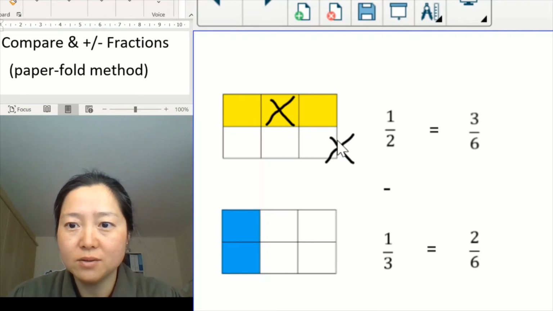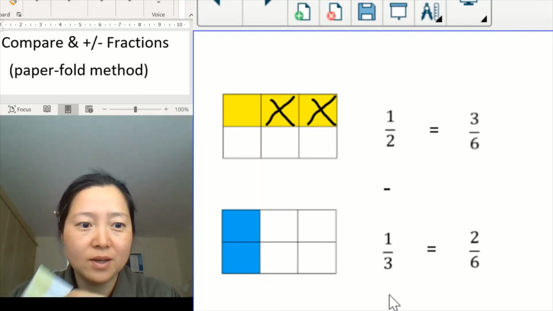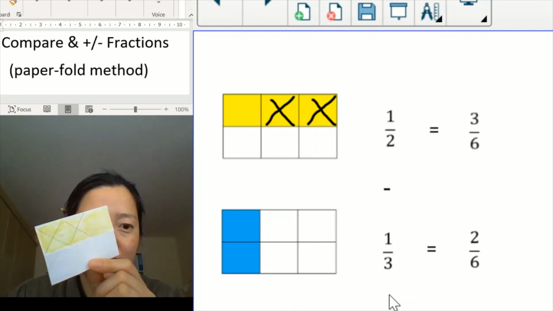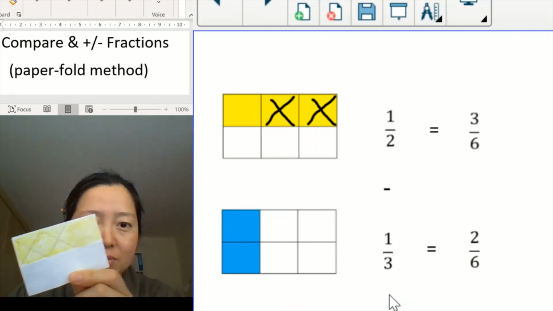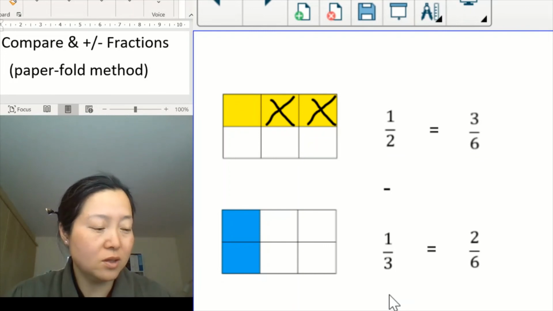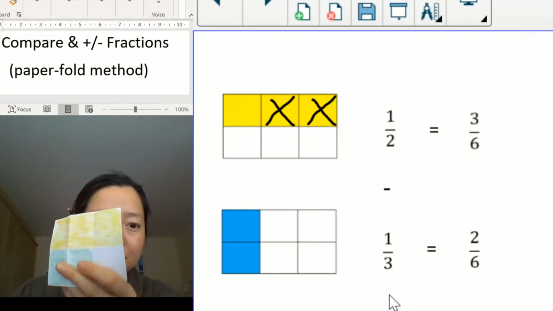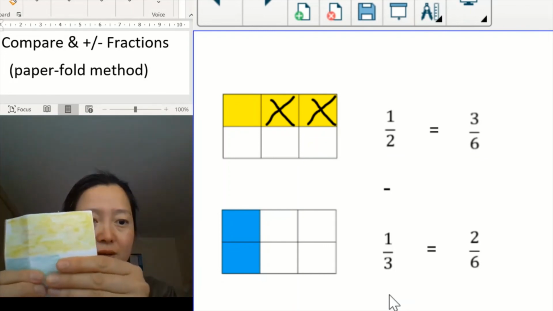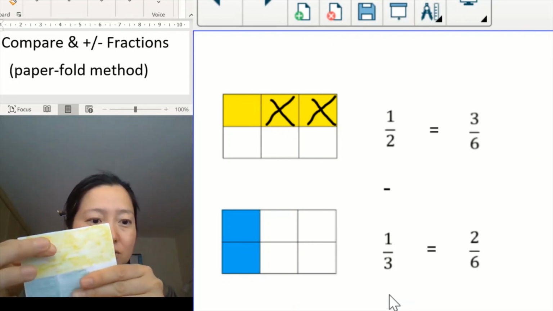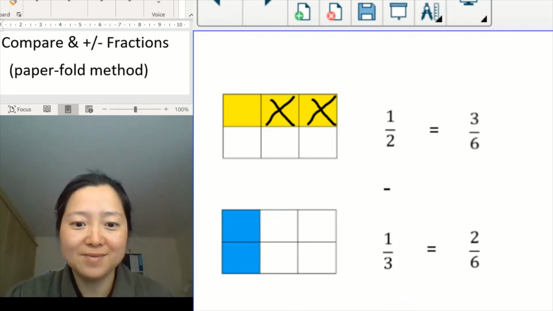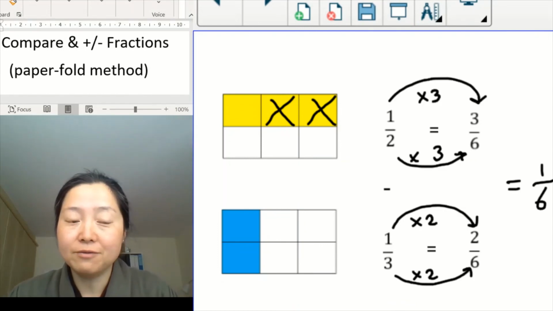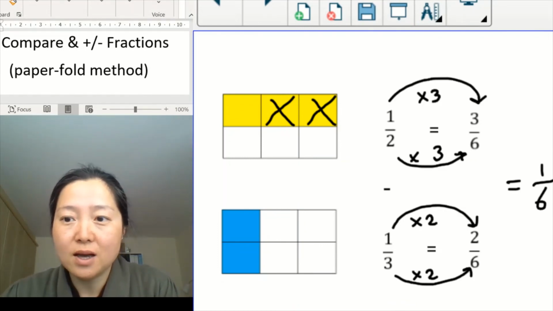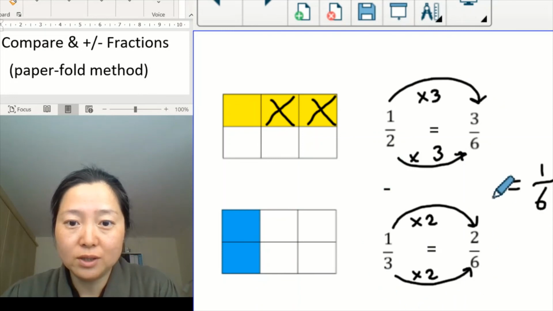Cross one square out, cross the other square out. I've also done it on my new piece of paper, but you could probably use the original one. Just remember, instead of adding the 2 green squares, you cross 2 yellow squares out. Okay? And the final answer is 1/6. And in your math book, the working out should include these intermediate steps.